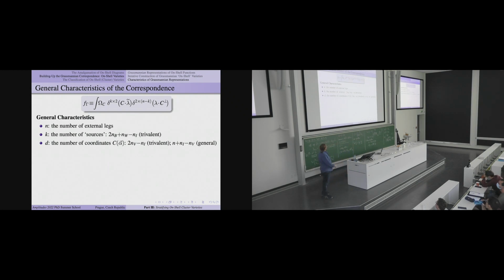D, the number of coordinates. So what is the dimension of this form? It's a wedge product of a lot of little pieces. How many coordinates survive in this thing? Well, it's 2 coordinates per vertex minus the number of internal edges. So that's how many internal degrees of freedom there are here. And this is also true for bipartite graphs. Again, I'm not going to mention that too much.